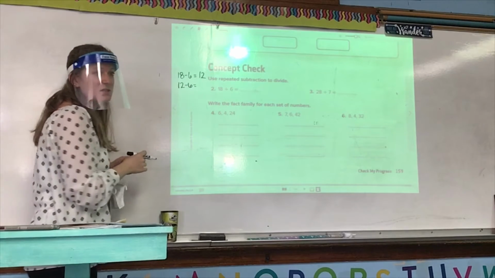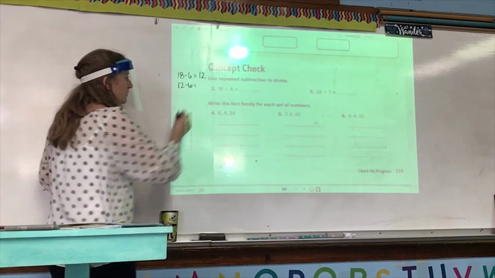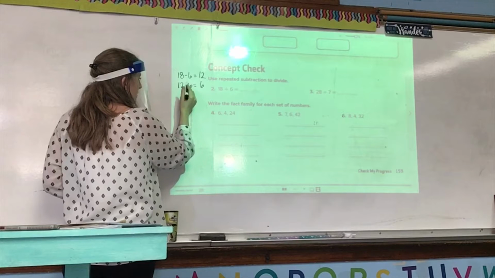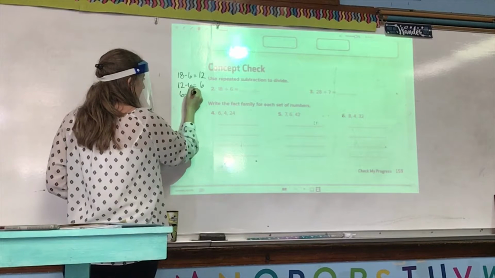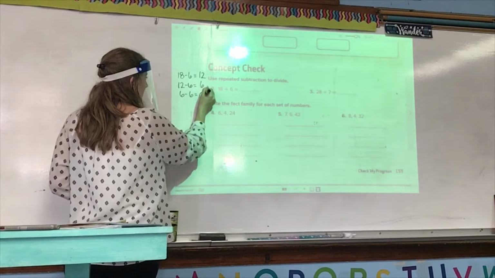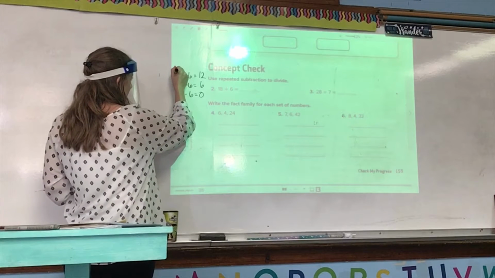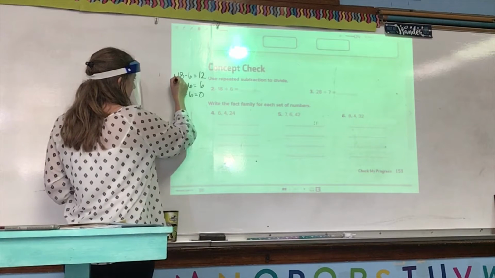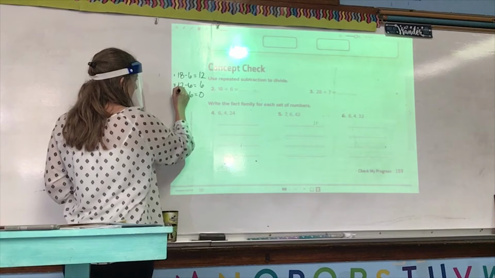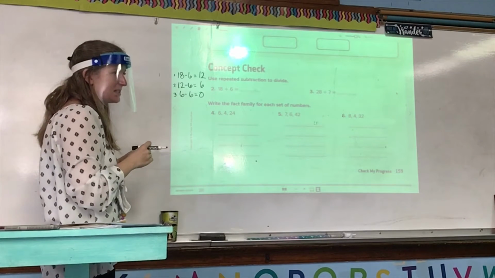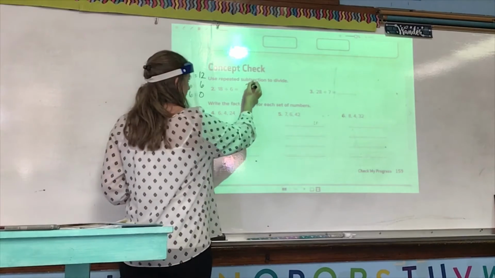If you did not do this, use your red pen to do it now. Which equals? 6. Then what do? 6 minus 6. Which equals? 0. Then what do? You count how many times you subtracted. Which was? 1, 2, 3. So that means 18 divided by 6 is? 3. Good.